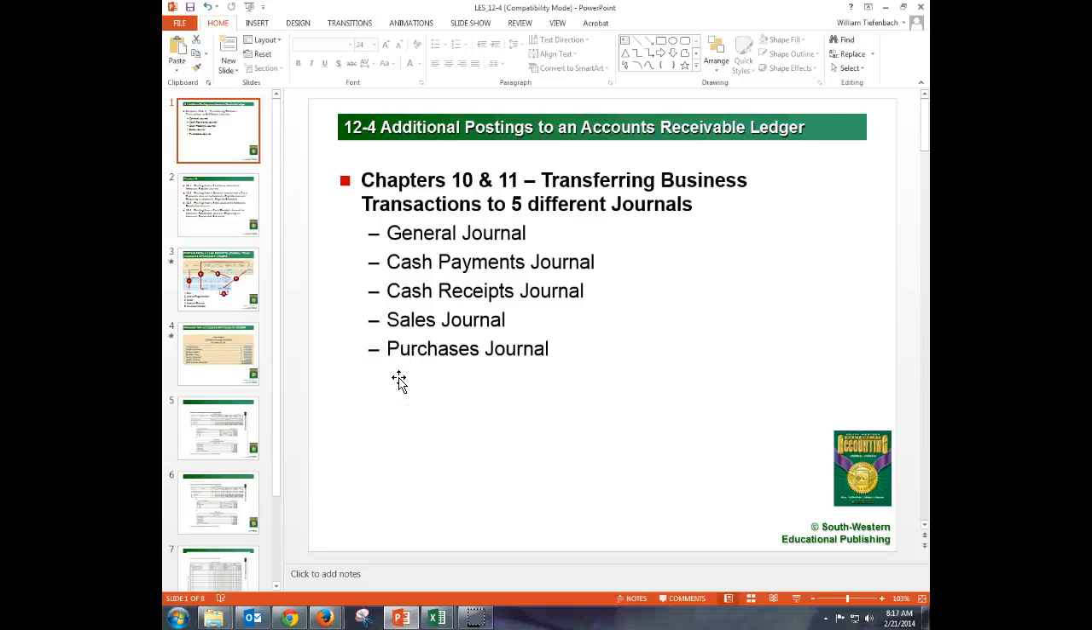Chapter 12-4 is posting from a cash receipts journal to our accounts receivable ledger. Just to recap, in chapters 10 and 11, we started with our partnership, transferring business transactions to our 5 different journals: our general journal, cash payments journal, cash receipts journal, sales journal, and purchases journal.